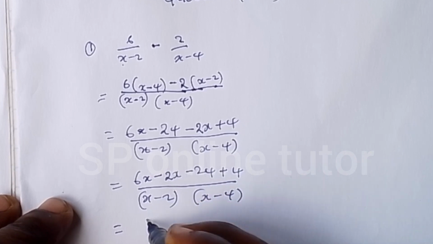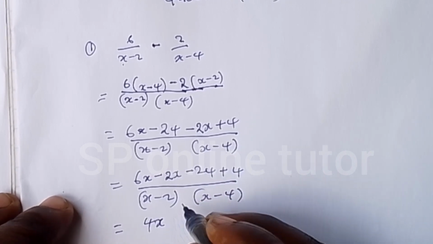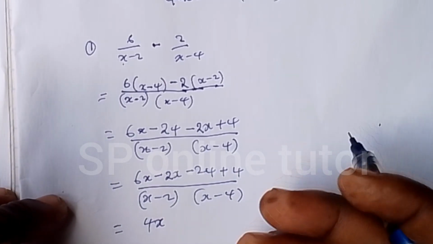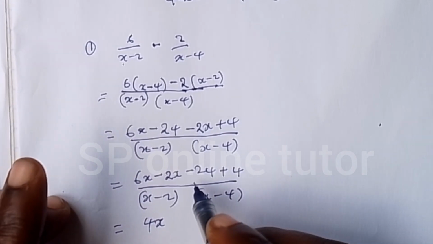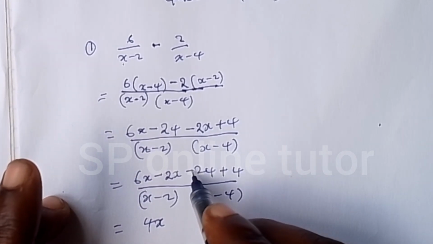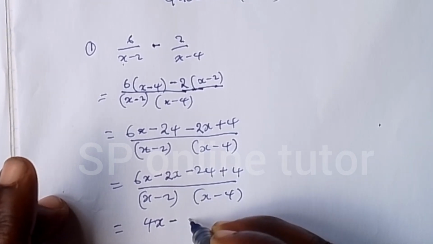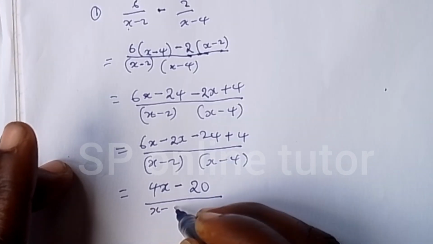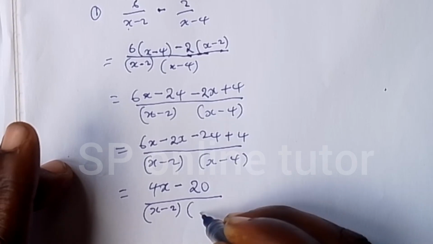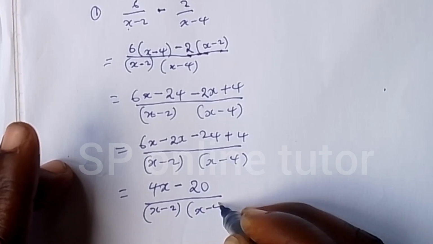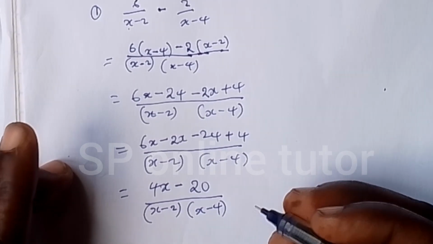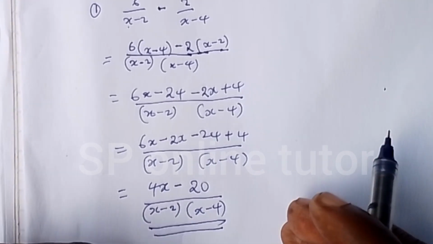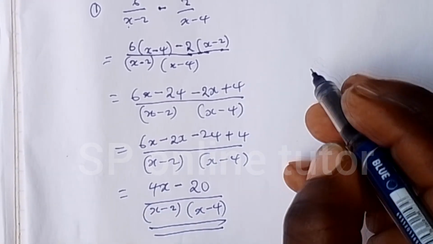It will be equal to 6x minus 2x, we are going to have 4x, okay? Then here, minus 24 plus 4, it is 20, and we follow the sign of the bigger number, which is negative, in which it will be minus 20 over x minus 2, x minus 4, okay? And we are done here. This is how we do a single fraction. We have simplified it, okay? Now let's move on to question 2.